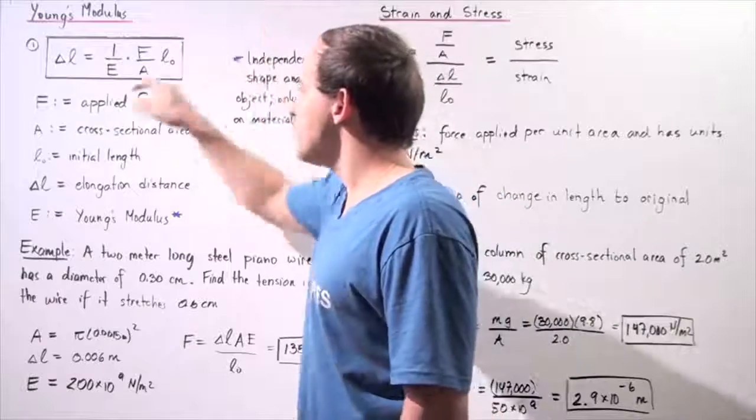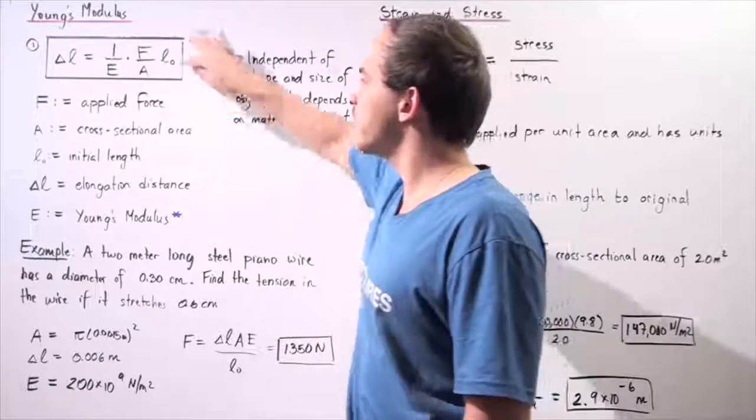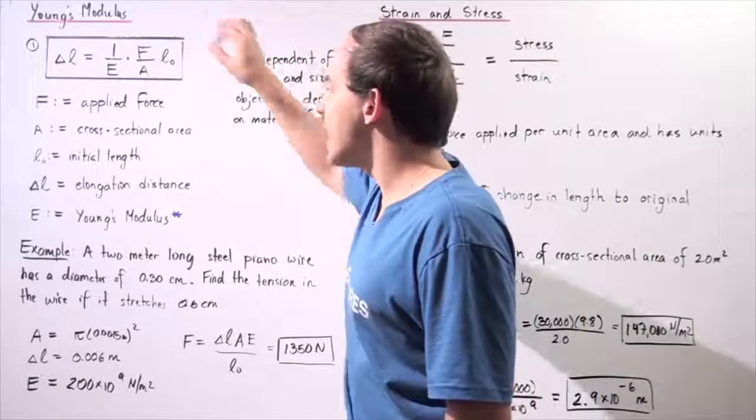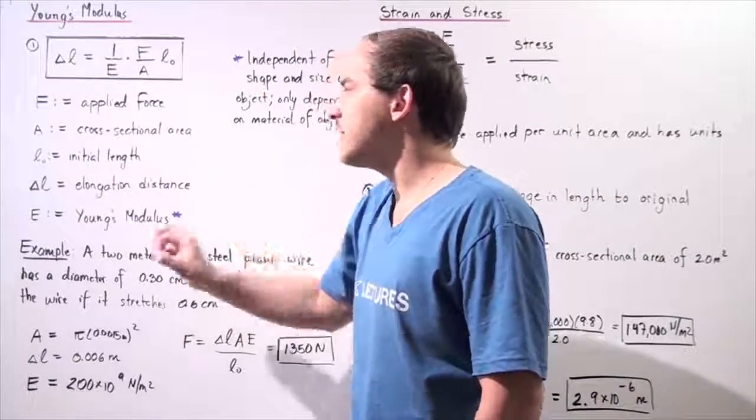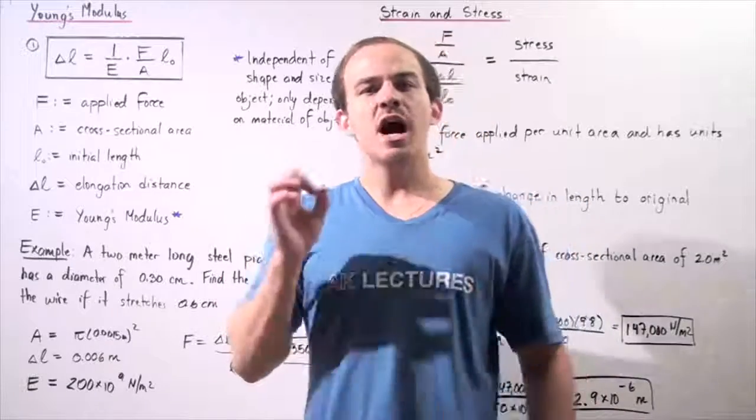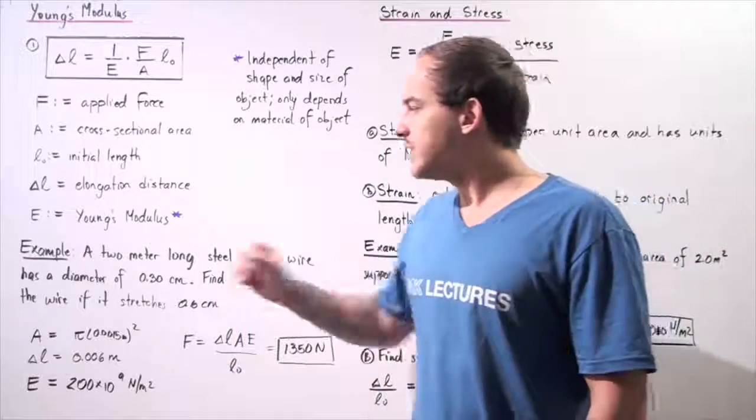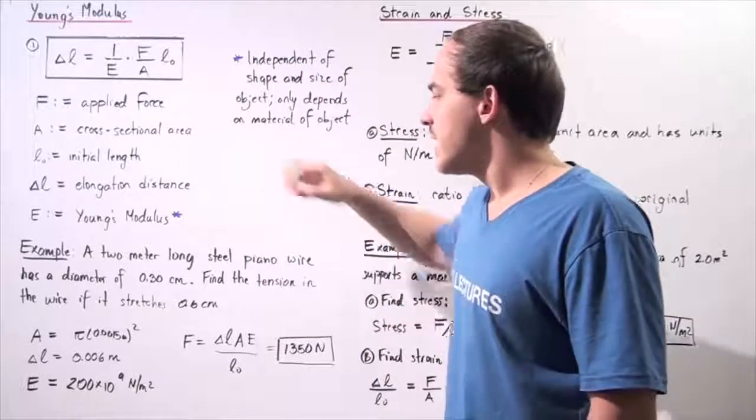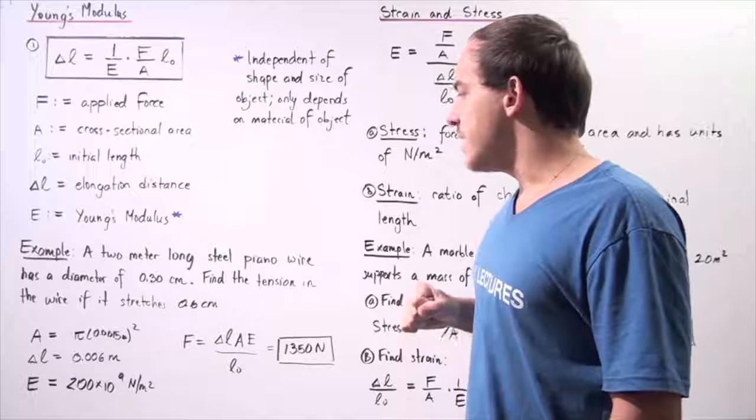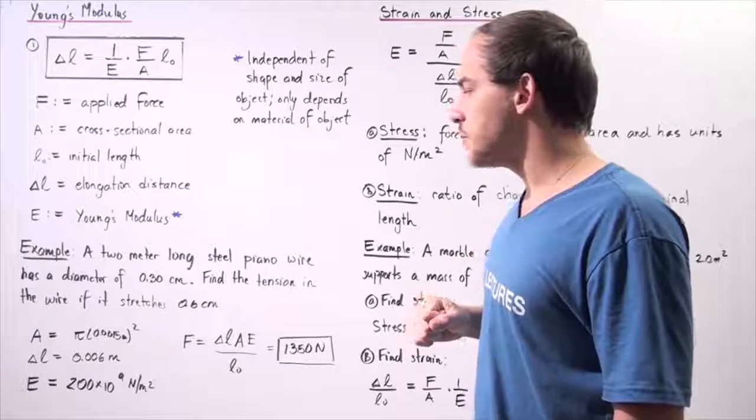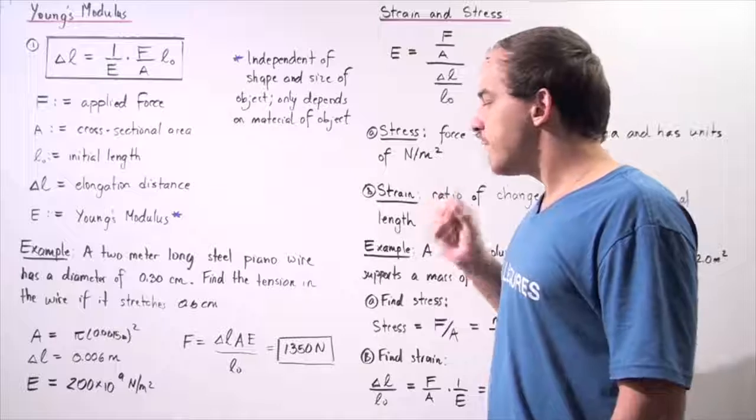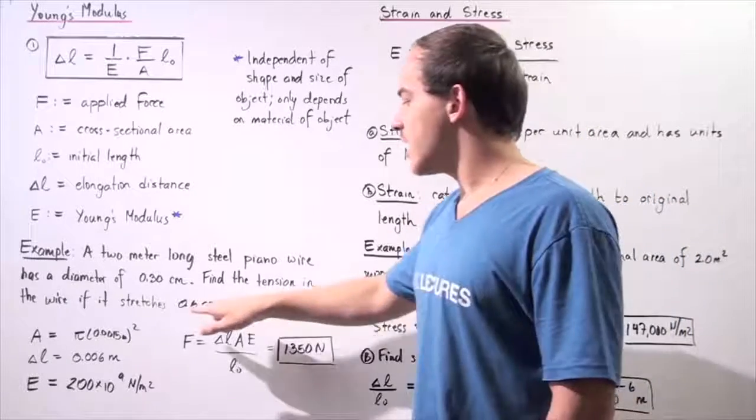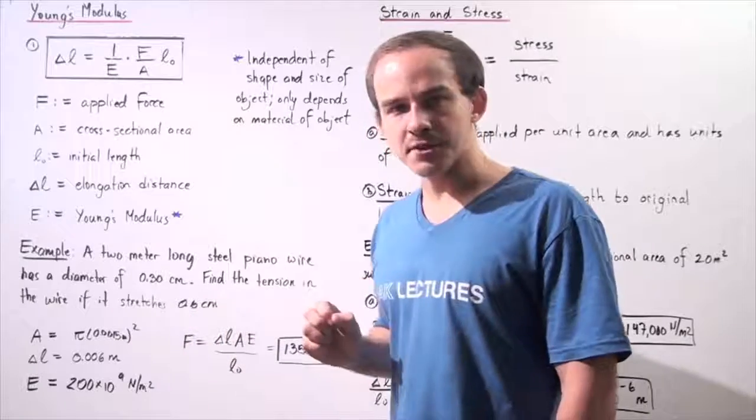F is simply the force we apply on the object. A is the cross-sectional area of the object. And L naught is simply our initial length of the object before the object stretches. So let's look at the following example in which we're going to apply this formula. A 2-meter long steel piano wire has a diameter of 0.3 centimeters. Find the tension in the wire if that wire stretches a distance of 0.6 centimeters.